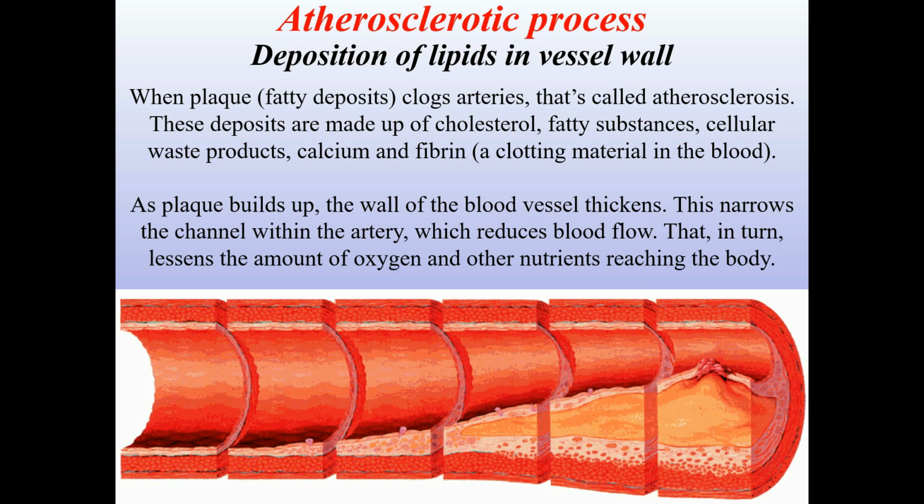Atherosclerotic process: deposition of lipids in the vessel wall. When plaque, fatty deposits, clogs arteries, that's called atherosclerosis. These deposits are made up of cholesterol, fatty substances, cellular waste products, calcium, and fibrin, a clotting material in the blood. As plaque builds up, the wall of the blood vessel thickens.